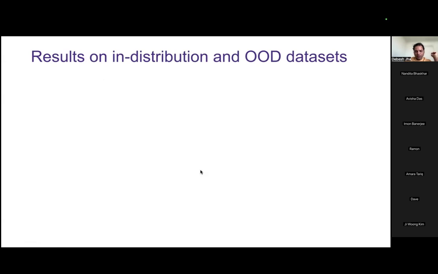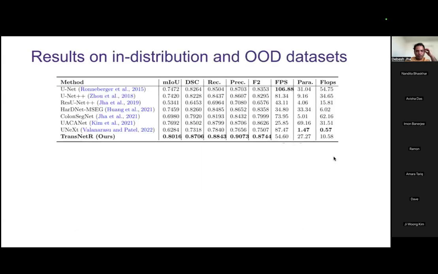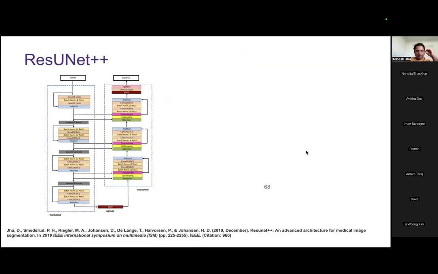So in distribution means the dataset we trained on, and out of distribution means the dataset that is captured using different scopes. For example, let's say in the training dataset you have Pentax, and then for testing you use dataset captured using another center or other kind of scopes, etc. So we got better result.